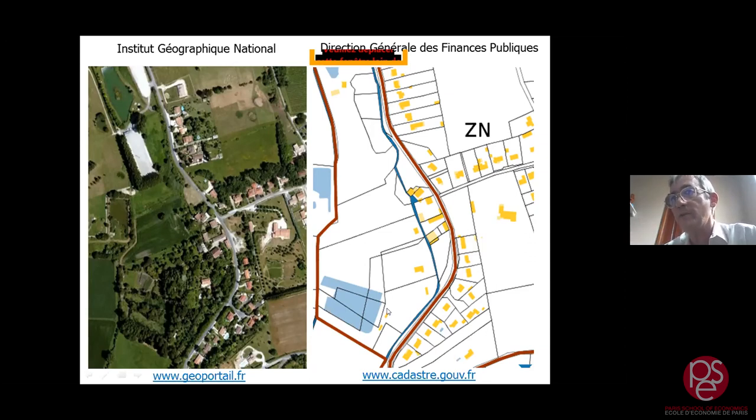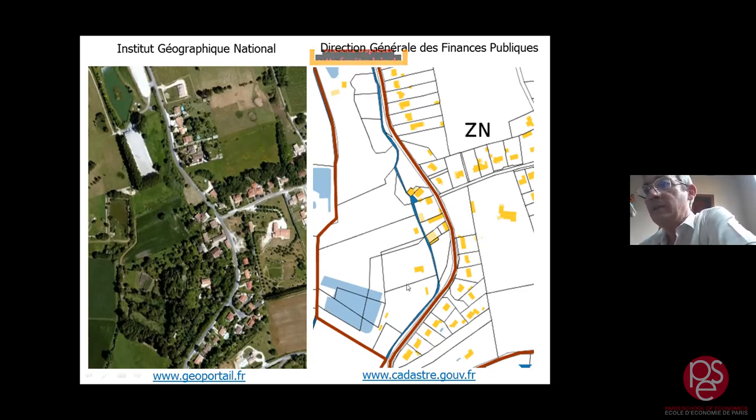And if you compare this information, which has no explicit information, all is implicit, with the cadastral map, for instance, from the Ministry of Finances, the cadastral map is one layer of the geographic information system in which you can find who is the owner of parcel number 72 and so on. So here you have some graphical information, and this connects to databases with the name of the owner and so on.